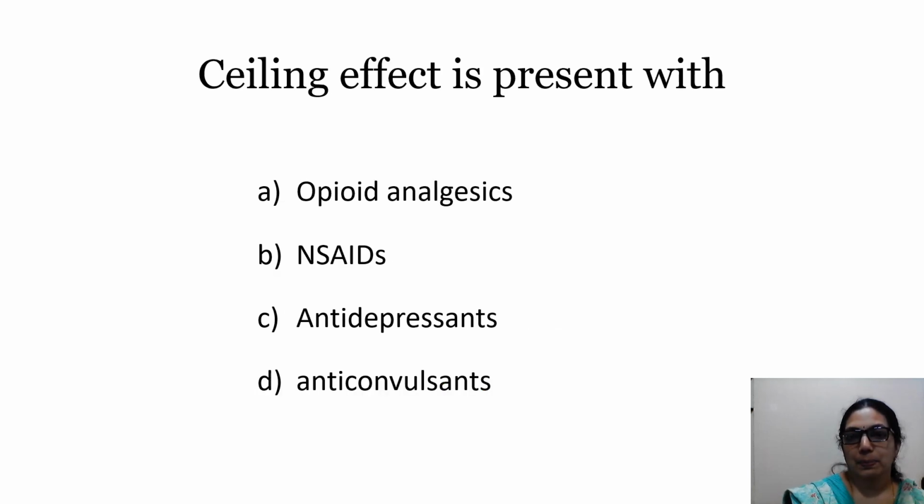The ceiling effect is present with. So just go through this topic, ceiling effect. This effect is present with opioid analgesics, NSAIDs, antidepressants or anticonvulsants. Which drugs will have this effect? That is, if given chronically, the pain reducing effect will not increase further. Okay. The answer is NSAIDs. These drugs will have a ceiling effect. So for that reason, in chronic patients, mostly these NSAIDs are given in combination with opioid analgesics, or in combination with antidepressants, anticonvulsants or muscle relaxants.